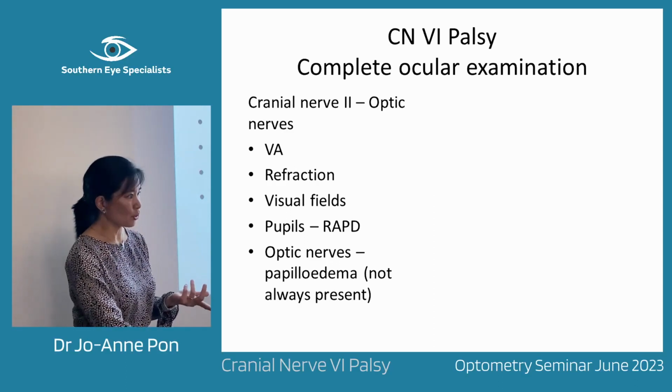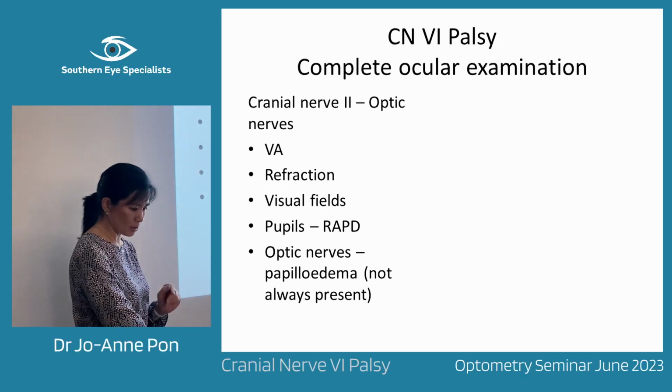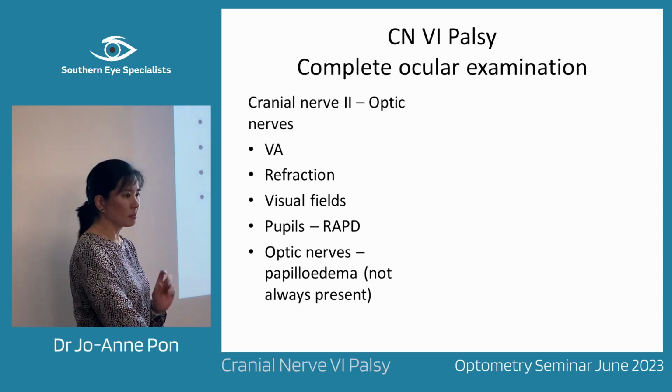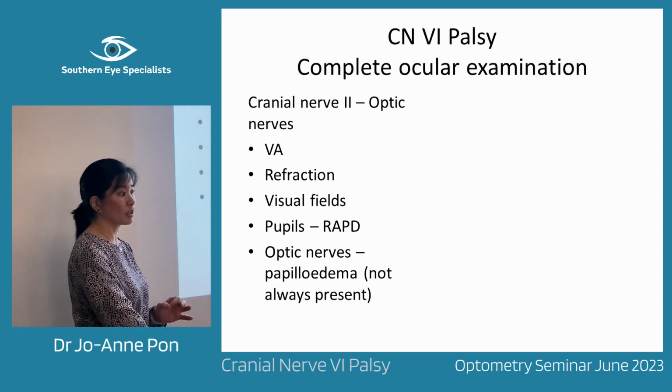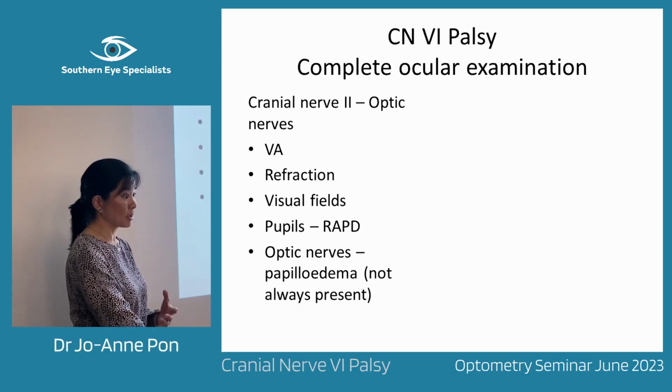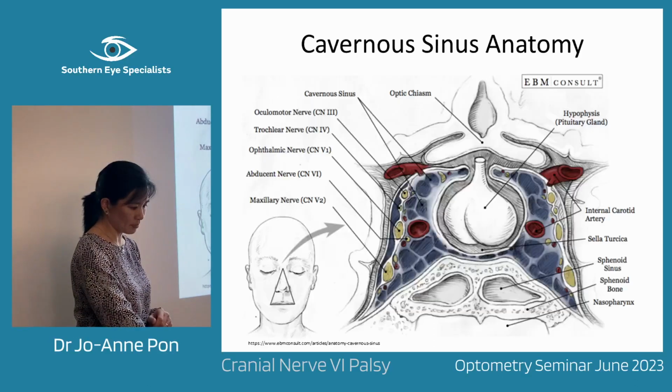The second cranial nerve, the optic nerve, you'll all be very familiar with, so I'm not going to go into that in much detail. But it is really useful to look at the optic nerves when you see somebody with a 6th cranial nerve palsy. You won't always see papilledema, but if you see it, that's naturally an urgent referral.